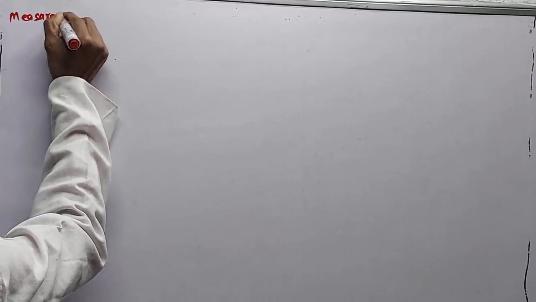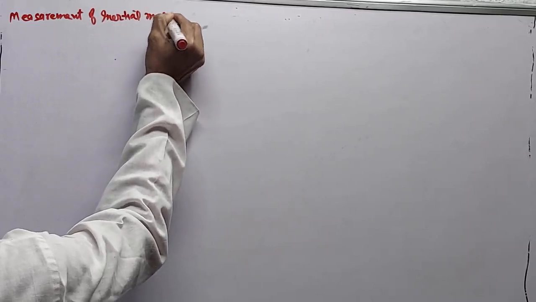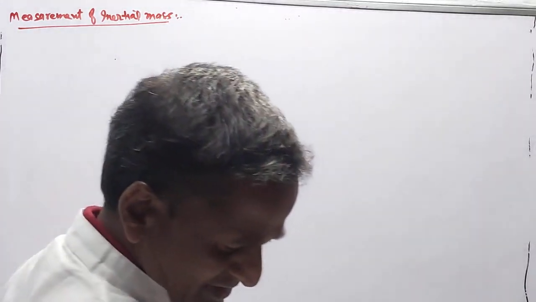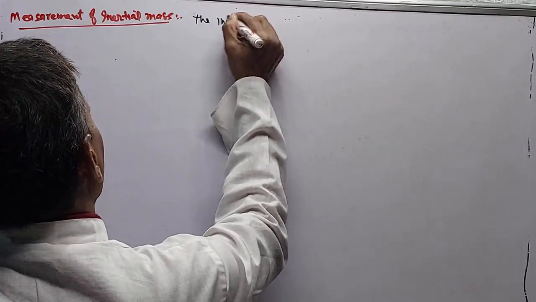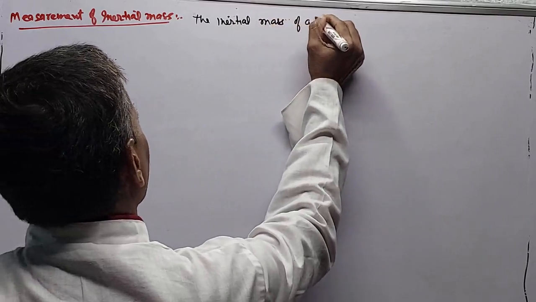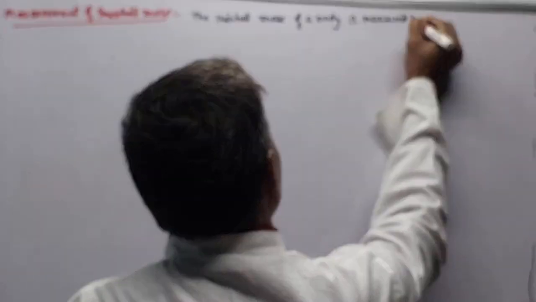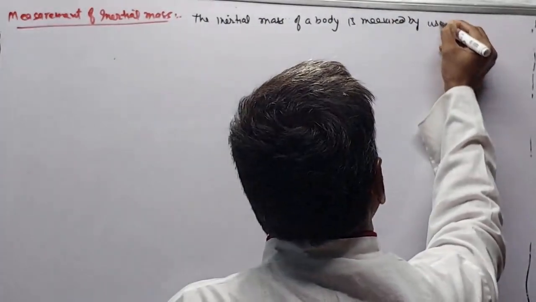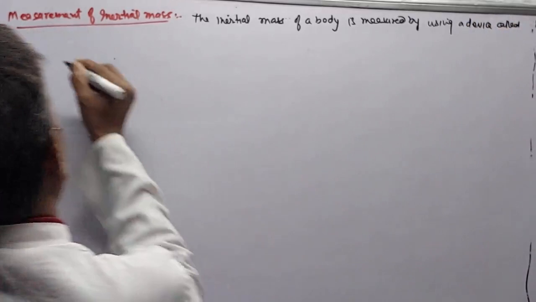Measurement of inertial mass. The inertial mass of a body is measured by using a device called inertial balance.